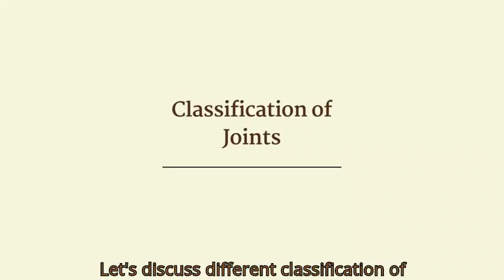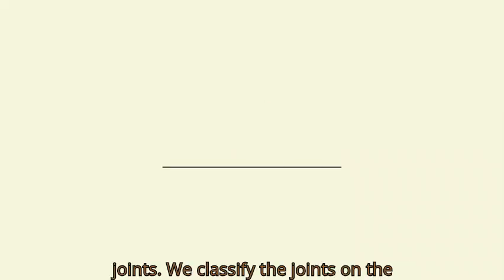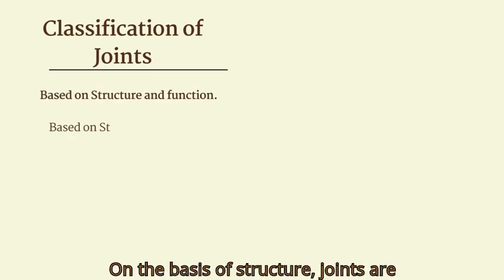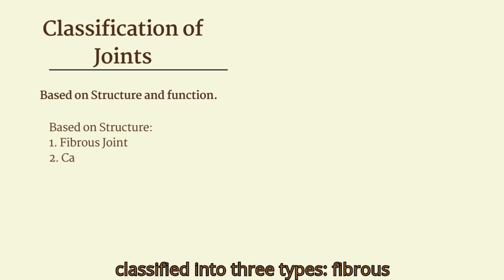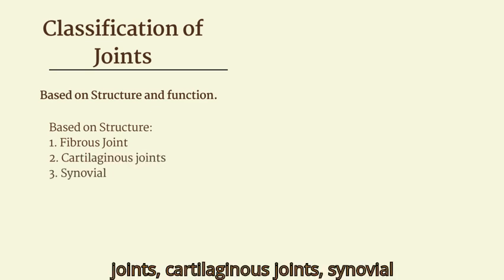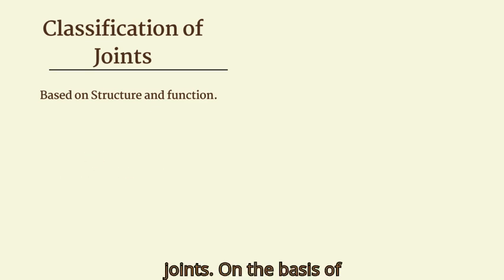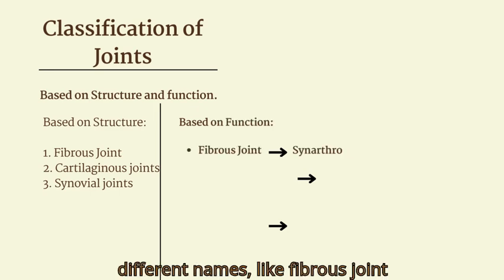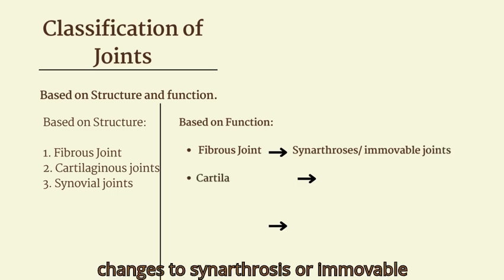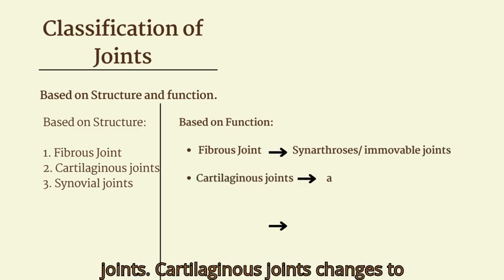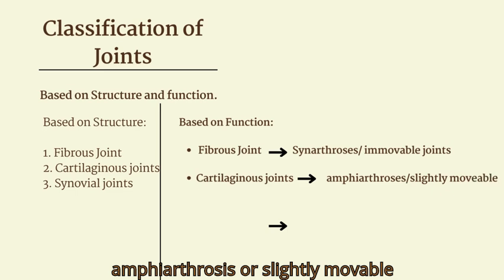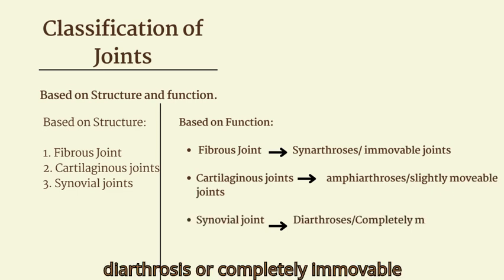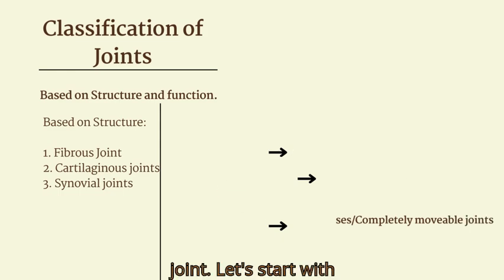Let's discuss different classification of joints. We classify the joints on the basis of structure and function. On the basis of structure, joints are classified into three types: fibrous joints, cartilaginous joints, synovial joints. On the basis of function, their name changes: fibrous joint changes to synarthrosis or immovable joints. Cartilaginous joints change to amphiarthrosis or slightly movable joints. Synovial joint changes to diarthrosis or completely movable joint.